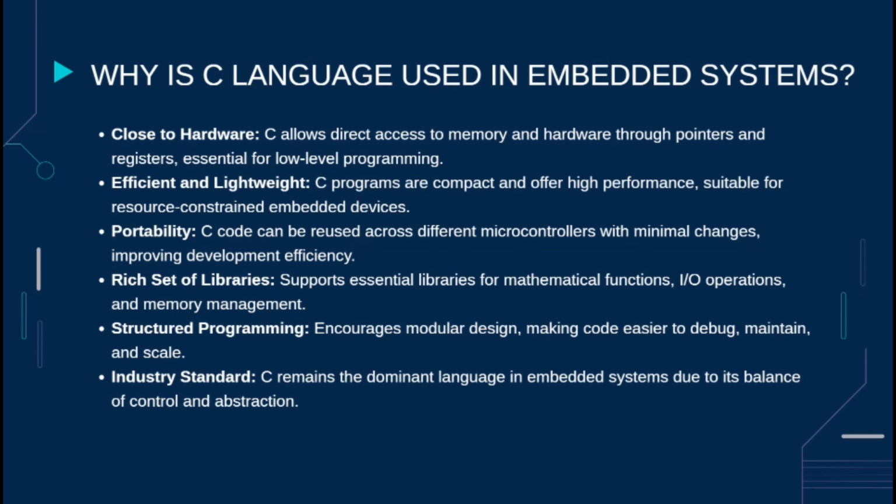Now, C language is widely used in embedded systems for a variety of reasons. Firstly, it is close to hardware. As an embedded systems engineer, it is really important to have a good command over memory because embedded devices usually lack resources, and hence efficient handling of memory is really important. And C allows direct access to memory and hardware through pointers and registers. So in this way, it can easily manage direct memory.